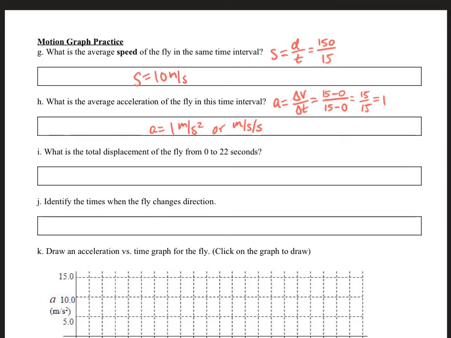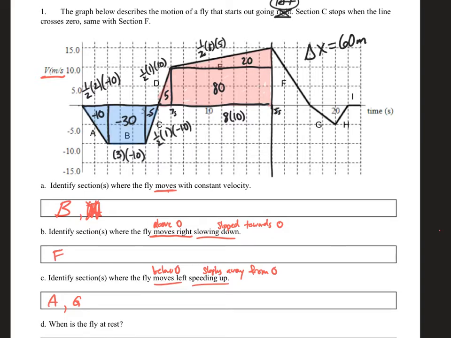So what's the total displacement of the fly from 0 to 22 seconds? Well, I already know from 0 to 15 is 60 meters, so I just need to figure out what's the displacement from 15 to the end. So going back to our graph here, displacement from 0 to 15 is 60. So now let's figure out what's the area of this shape from 15 to 18, and then what's this shape down here? What's that area? Which is going to be negative because it's moving to the left.